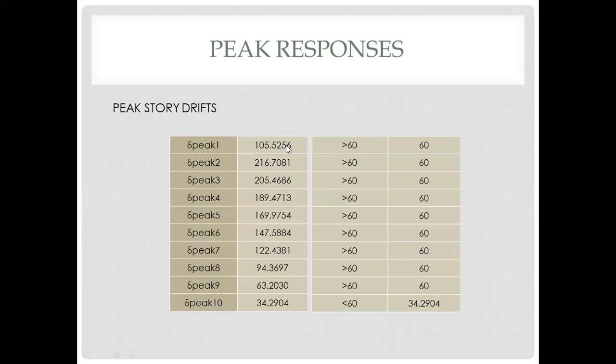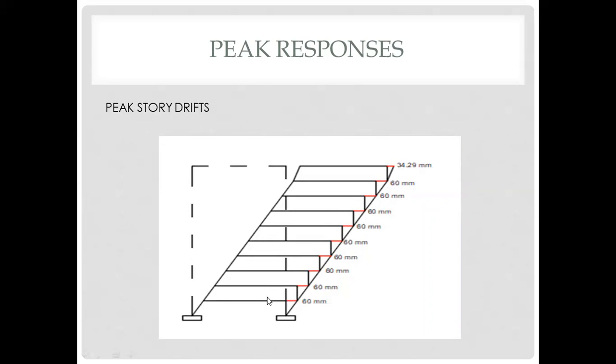Since story drift 1 is greater than 60, so 60 yung gagamitin natin. The same as 2 hanggang 9. 60 pa rin yung gagamitin natin. Except na lang sa peak story drift 10, which is less than 60. So, 34.2904 yung gagamitin natin. So, ito siya. Ito na yung illustration niya. 60, 60, 60, then 34 sa 10th floor. Yan na. Kuha na natin yung peak story drifts niya.